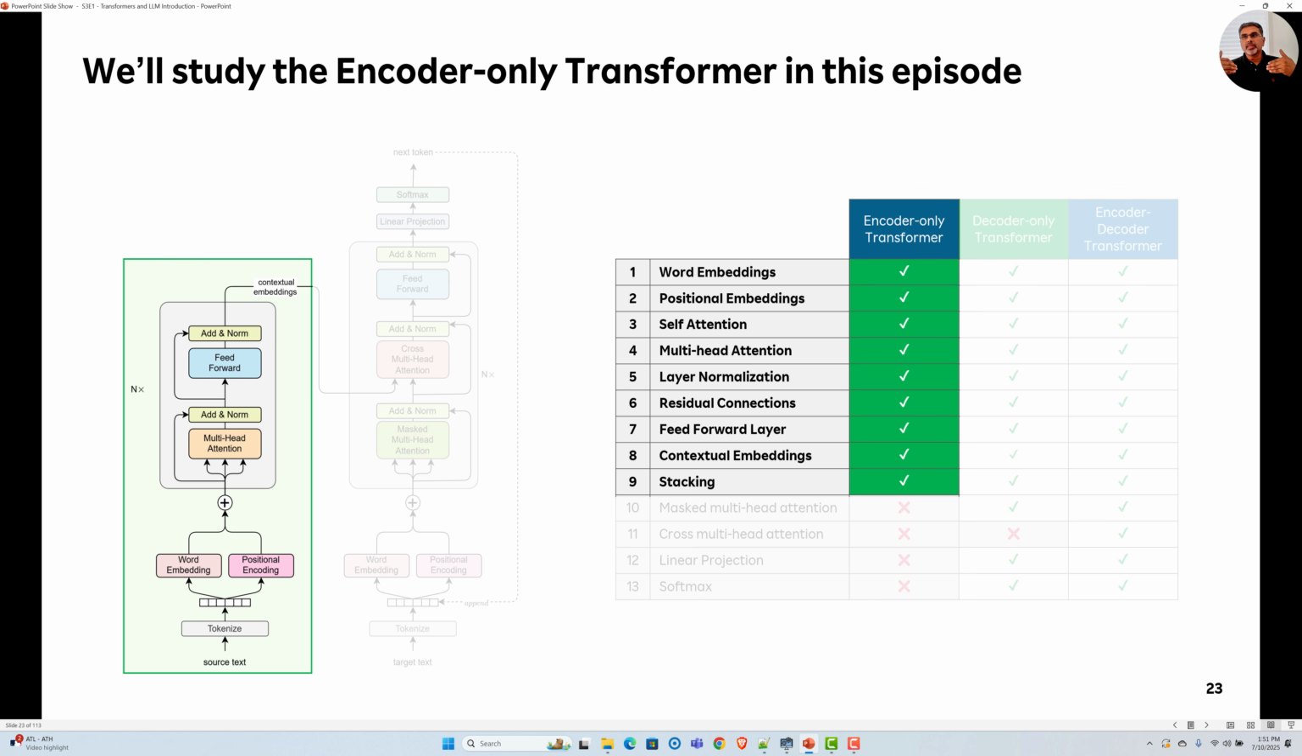So we'll focus on the encoder-only transformer, because the components in the encoder-only transformer, which are 9 components, apply to all 3 transformers. I think this is a good starting point for us to start understanding the individual building blocks of the transformer architecture. Okay, let's dive in now.